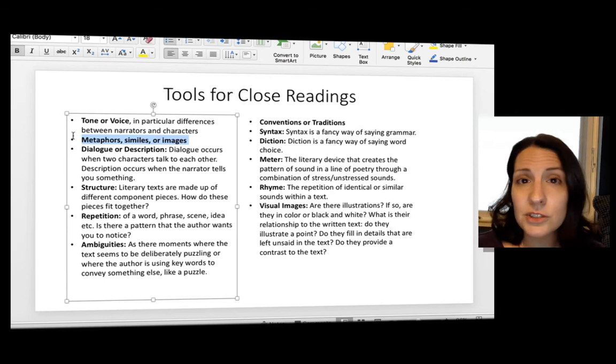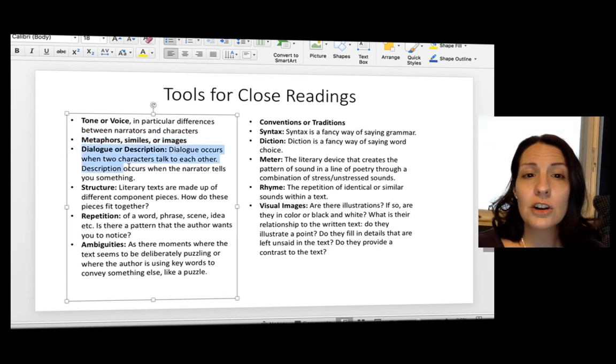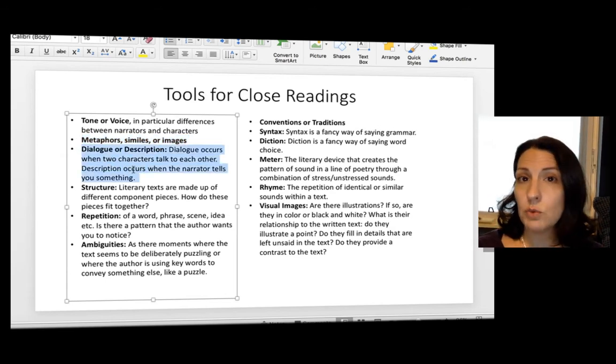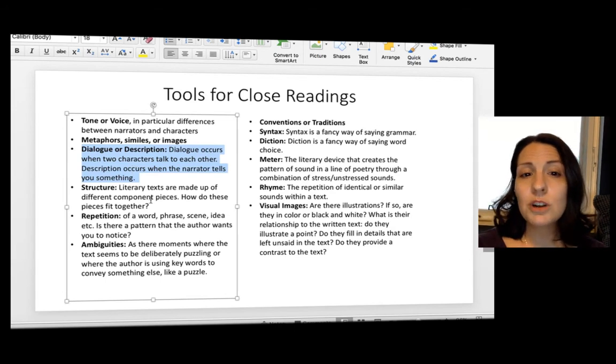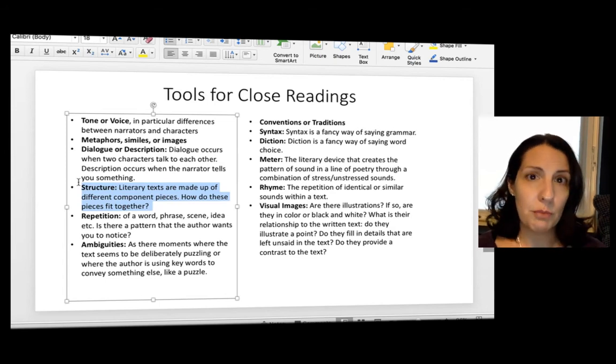You can look at dialogue versus description. Dialogue occurs when two characters are talking to one another, whereas description occurs when the narrator is telling you something. But these two are not necessarily discrete categories. You can also just look at structure. Any kind of a literary work is structured much in the same way as a building itself is structured. And literary pieces are made up of different component elements. So you can examine what those elements are and then how those elements fit together.